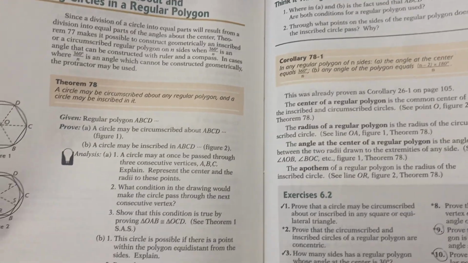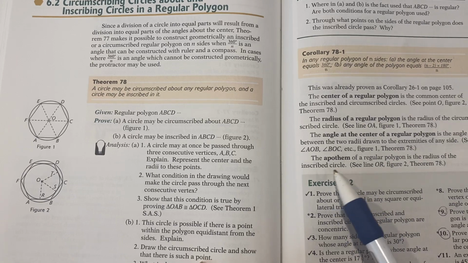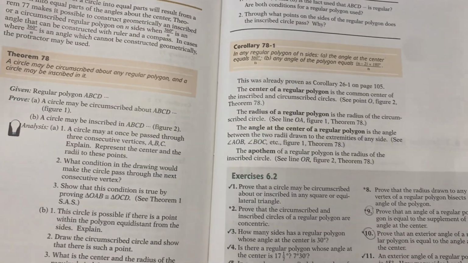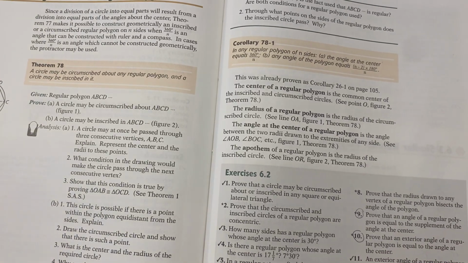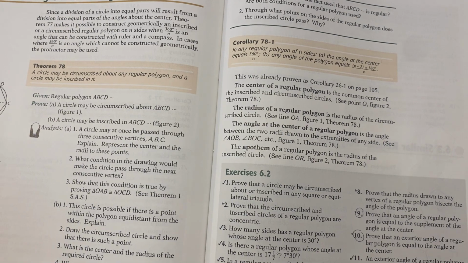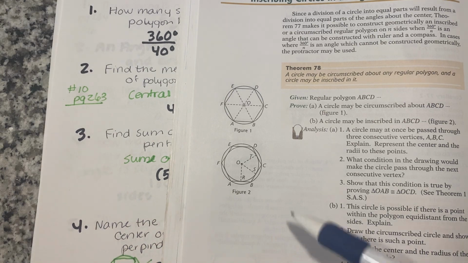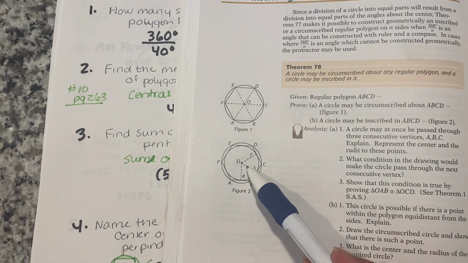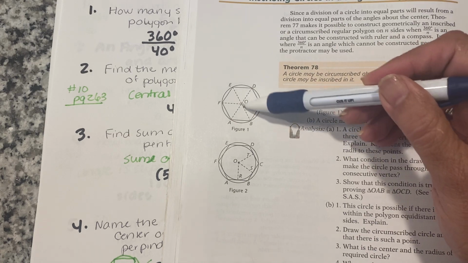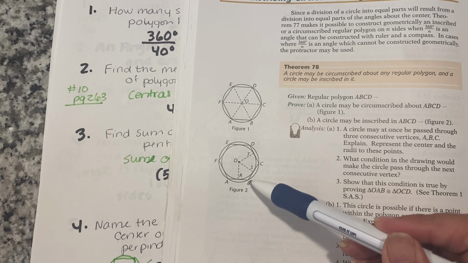And then we have what's called the apothem. It's a new word, right? So this word you're going to have to know. The apothem of a regular polygon is the radius of the inscribed circle. Okay? Let's figure this out. So now we have two circles, the inscribed and the circumscribed.